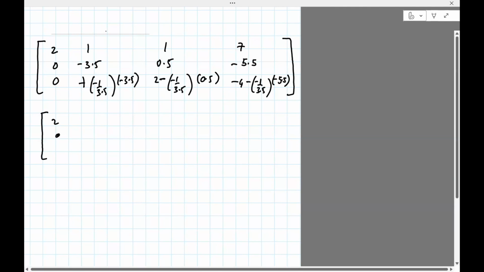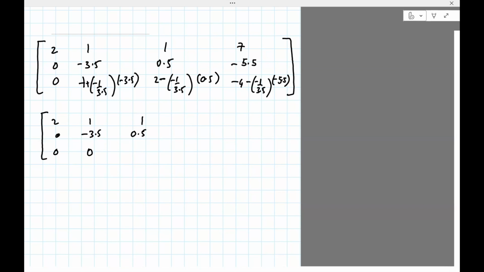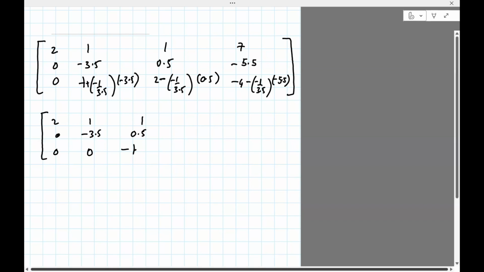Okay, so 2, 0, 0, 1 minus 3.5. This is going to be 0. You can check it out. So 0.5, that I'm going to just write down. You can check my answer. It comes out to be minus 1.857, and then 7 minus 5.5, and that is also minus 5.57. Okay, so that's it. That's what we were after.